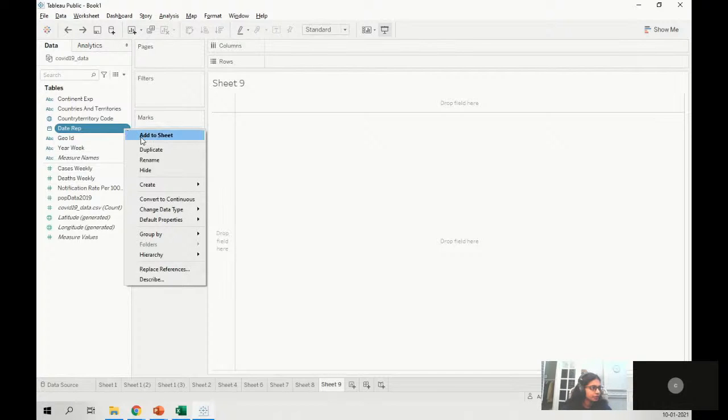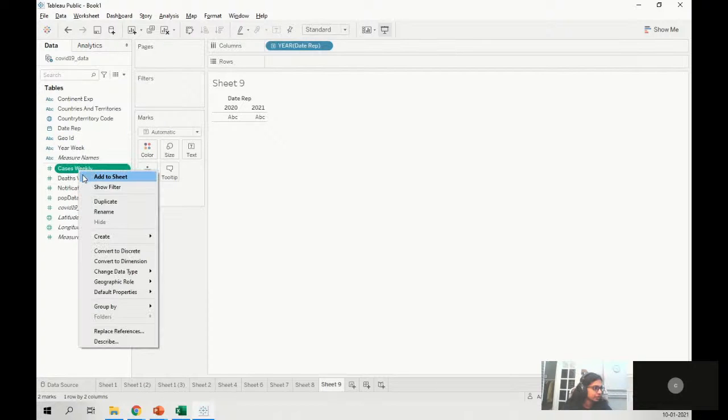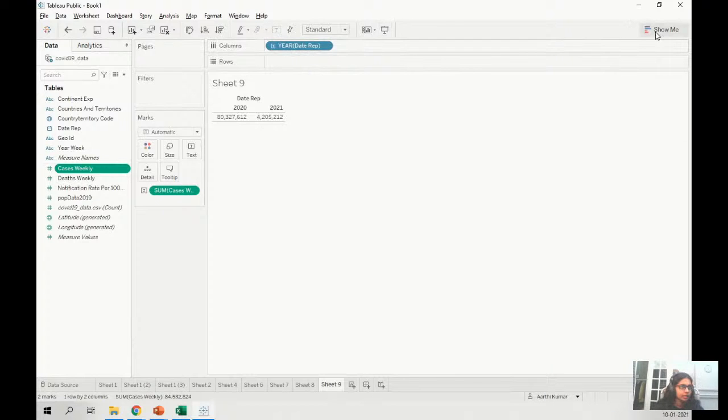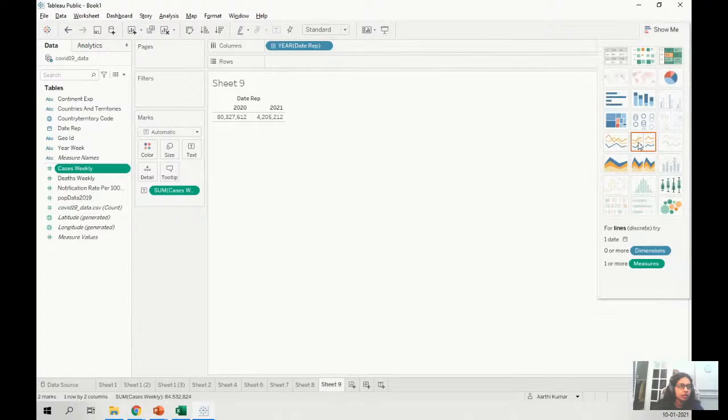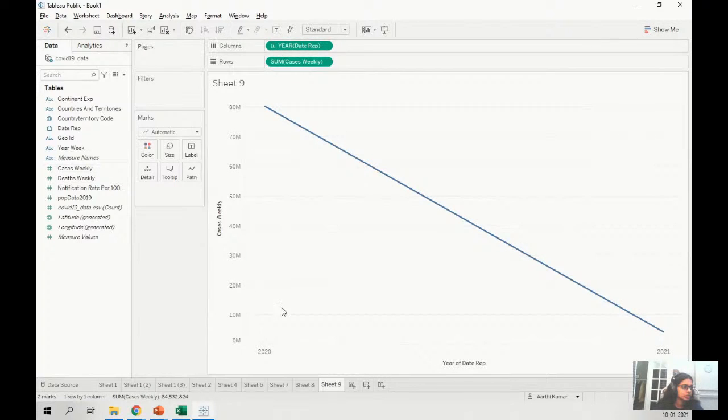Yeah, I'm going to add this to the sheet, and then I'm going to add number of cases. By default, it groups it, if you look at it, for a year. And when I click show me over here, now the line graphs are enabled. Line graphs and area charts are enabled. So let us take this line graph. What you see on the screen is for year.